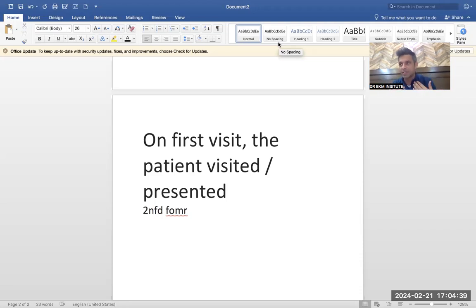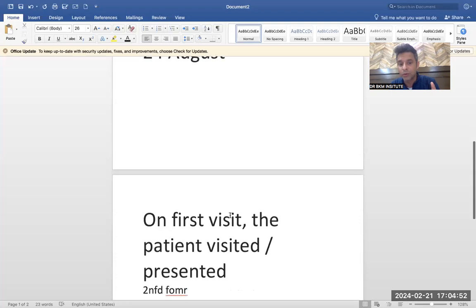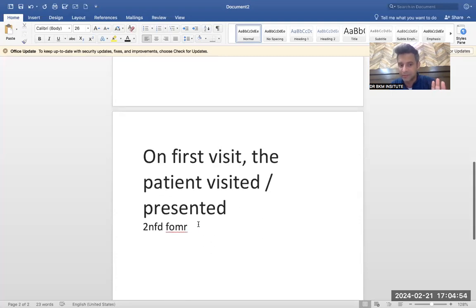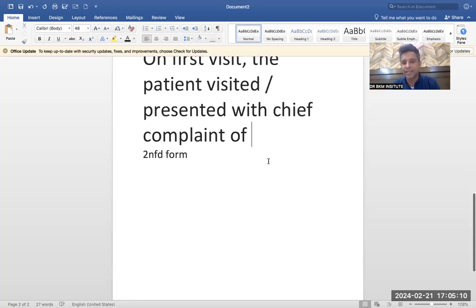Like if I went somewhere, I will say, I went to a party yesterday. Second form, I went. In the same way, on first visit, that means if today is 24th August, on 23rd May, on first visit, the patient visited himself. So there is no grammatical mistake that can happen. So the patient visited with chief complaint of. So I write it this way. Now people will try to cram it. But if you want to write it any other way, you can simply copy paste.